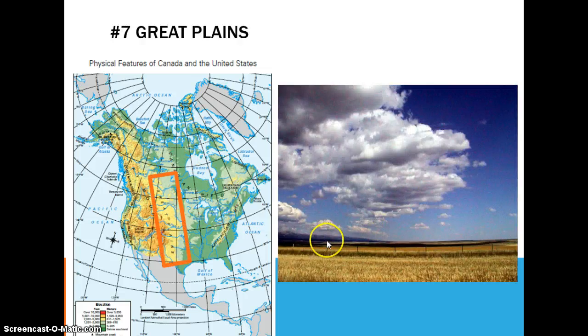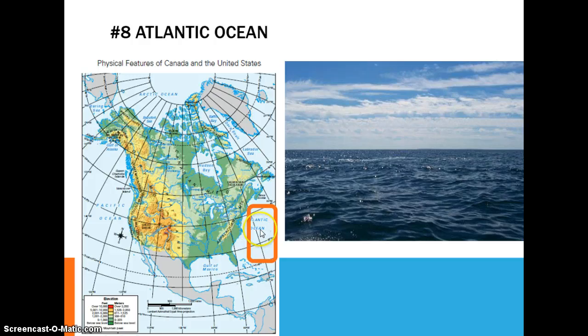Number 7, the Great Plains. We've talked about plains quite a bit, and the fact that they're a vast, flat land, usually with some sort of grassland. In America, we use these Great Plains in this area for all of our farming of wheat, corn, and other agricultural crops. Number 8, the Atlantic Ocean.